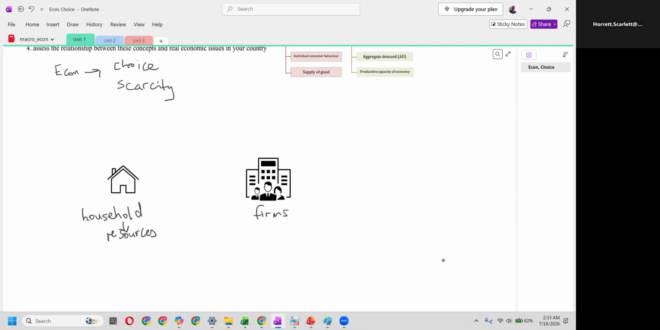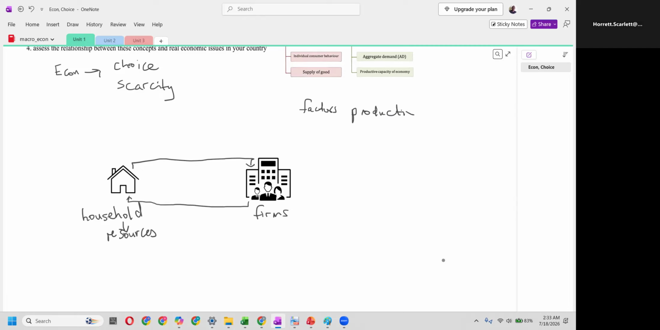So here we now have an interplay between the household and the firm. The household is going to provide some sort of resources to the firm, and the firm is then going to reciprocate by using those to provide something back to the household. So this leads us into the whole concept of the factors of production.